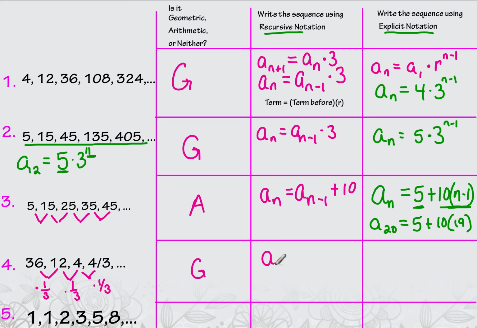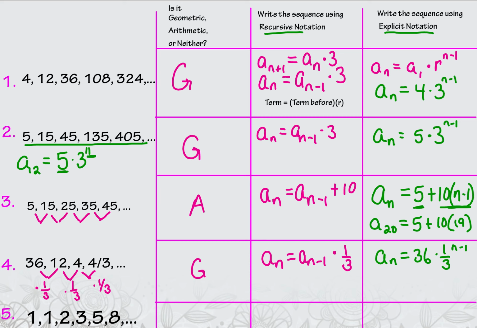Recursive. To find any term, I look to the term before it, and I multiply by 1/3. Explicit. To find any term, I start with the first term, and I multiply by 1/3 to the n minus 1 time.